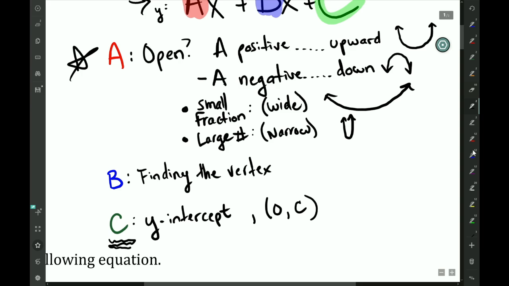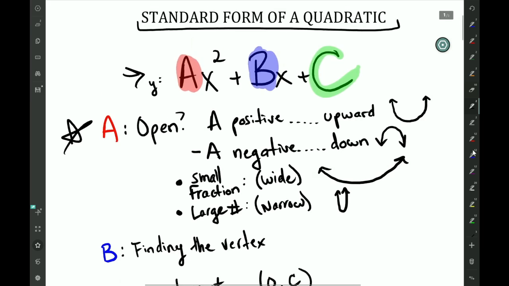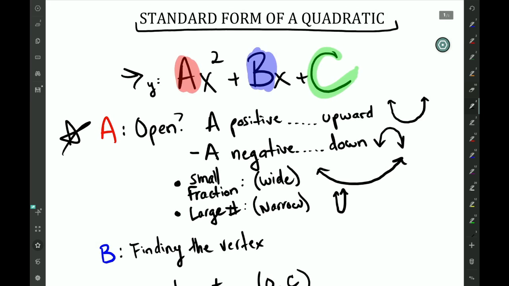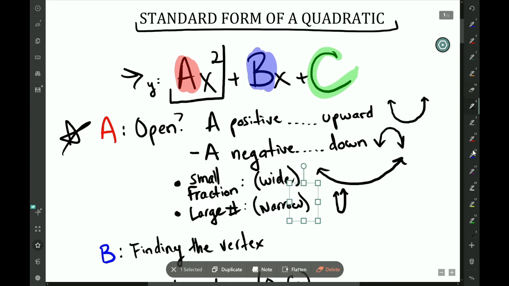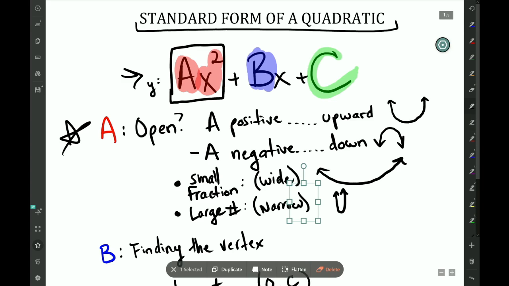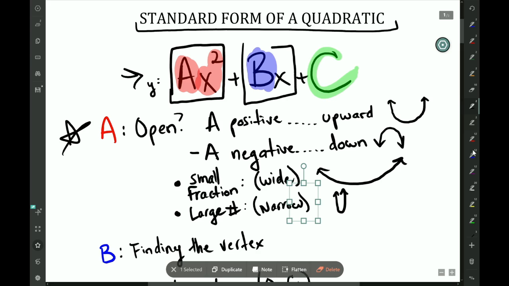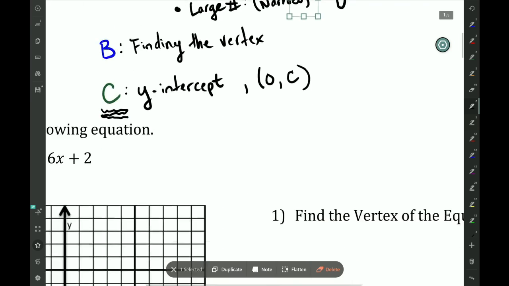No longer is that B from y equals mx plus b. This is a little different. So this is standard form. Key thing: A always is with x squared. They are always together. B is always with a lonely x, and C always is by itself. It's a constant. We'll talk about that in a little bit.